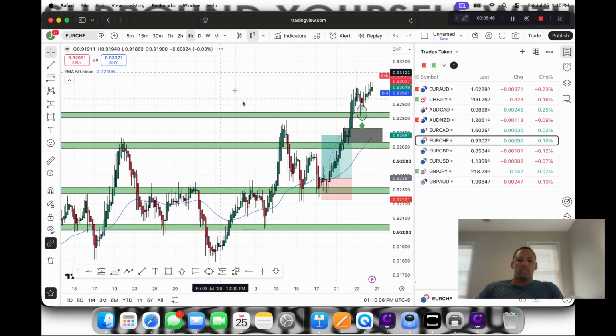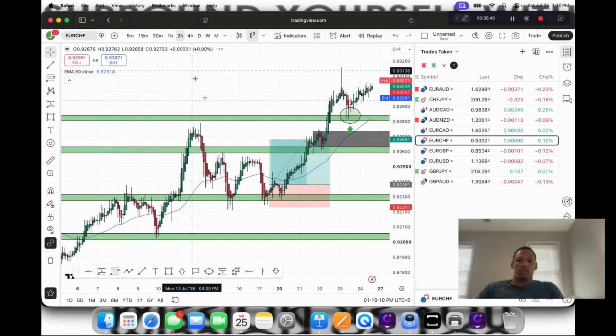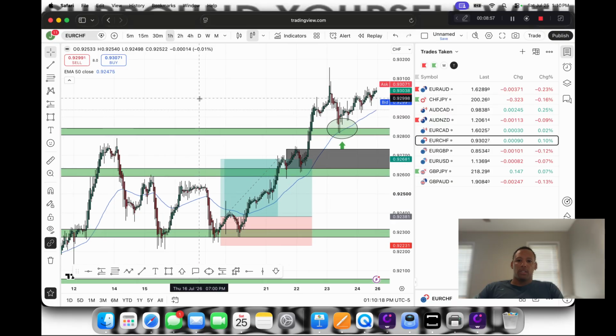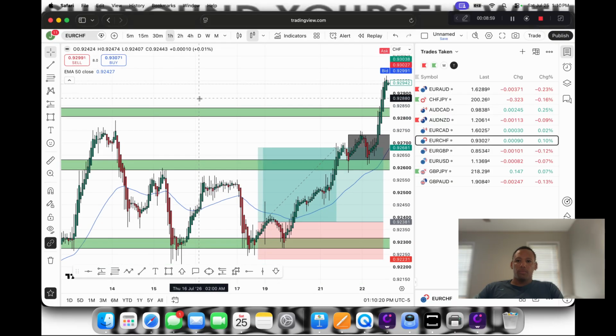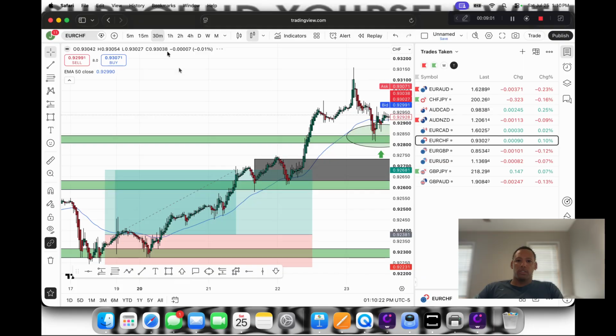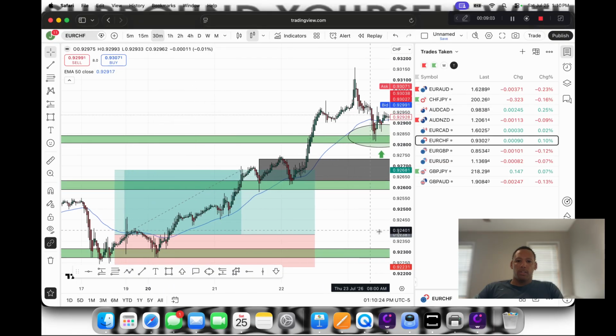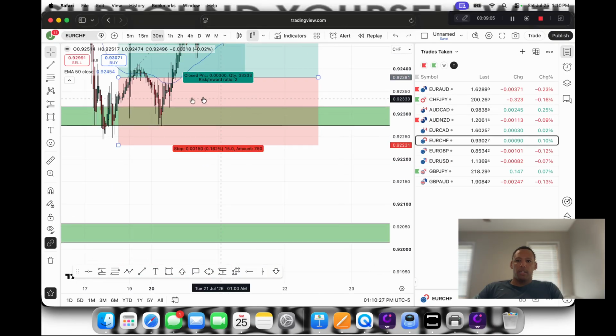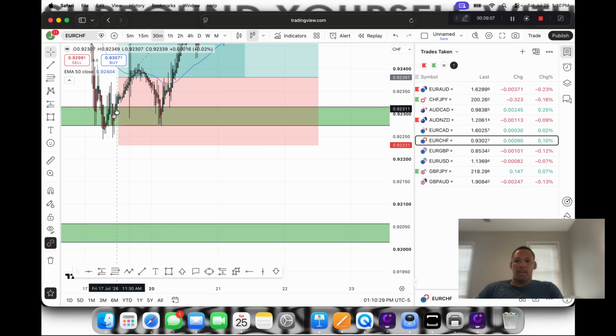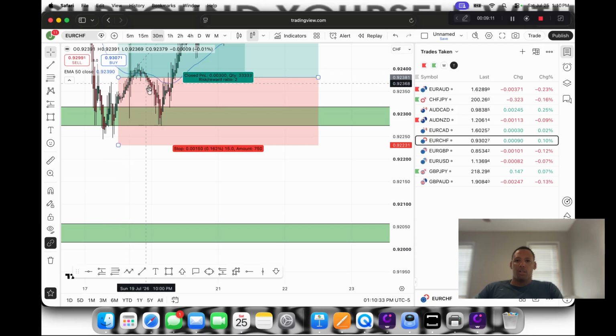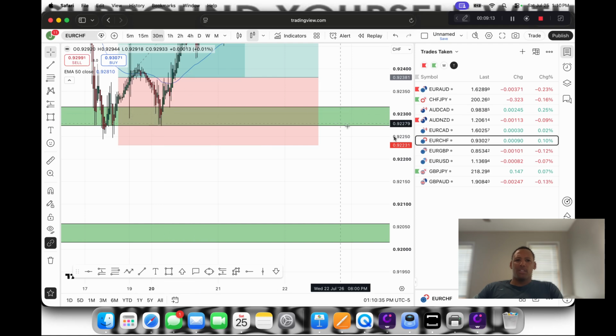Euro Chef, here's another one that played out this week. We're just retesting the zone. At the time we were in a 1-hour downtrend. But the 30-minute had a shift of structure right here. You can see it had a shift of structure. Once it had a shift of structure, we bought. Price came back into the zone a little bit, and then it shot up.